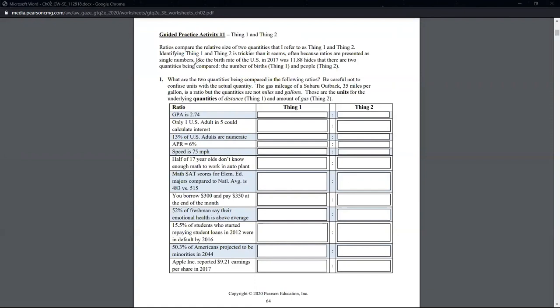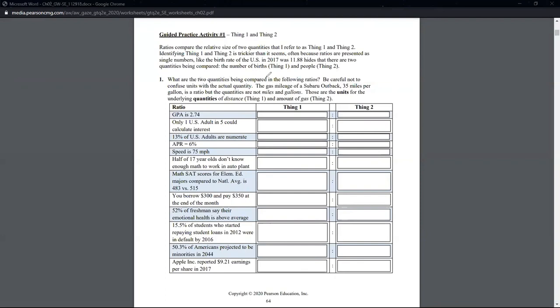Identifying thing one and thing two is trickier than it seems, often because ratios are presented as single numbers, like the birth rate in the US. We talked about the number of births versus people. Number of births would be thing one, the people would be thing two. So what we're going to do is go through most of these, not all of them.